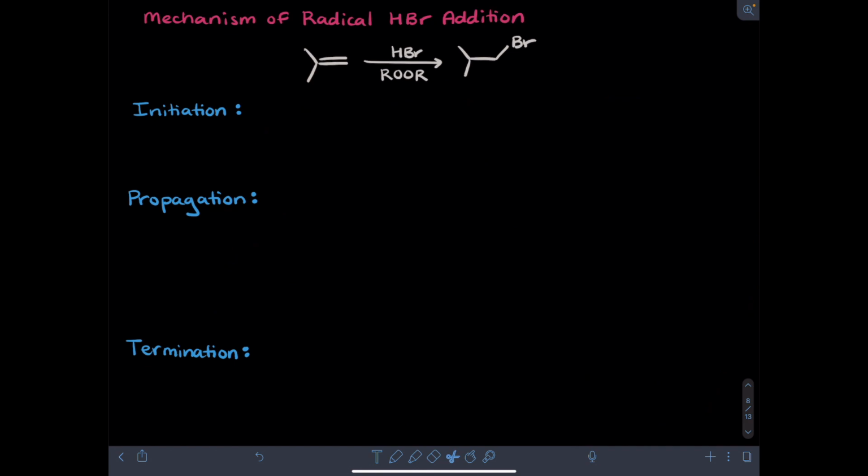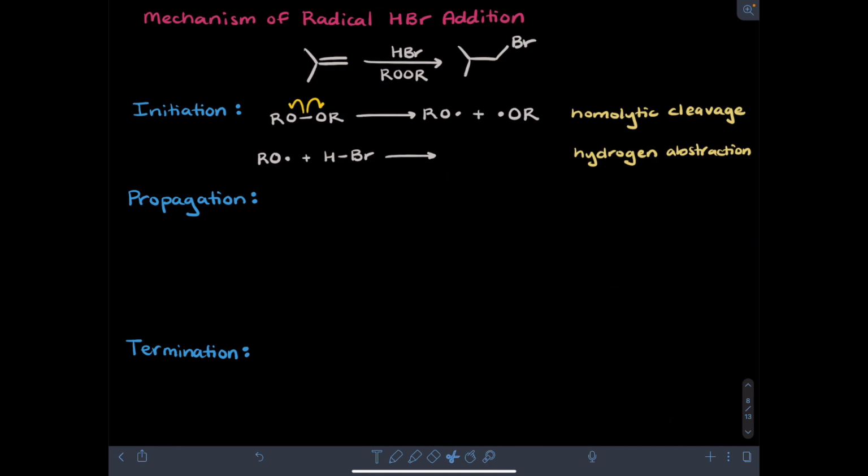Here I'll show the mechanism for this addition of HBr to an alkene in the presence of ROOR, and I'll divide the mechanism again into initiation, propagation, and termination steps. The first initiation step is a homolytic cleavage. The weakest bond in the reaction mixture is the oxygen-oxygen bond of the alkyl peroxide. This bond breaks homolytically in the first step of the mechanism. This generates 2 equivalents of an OR radical.